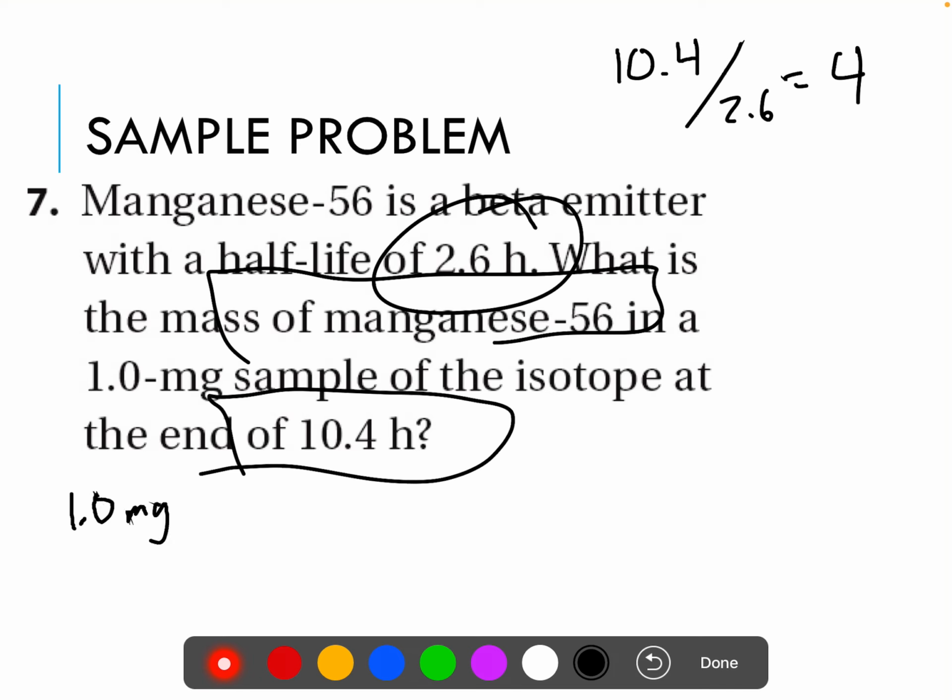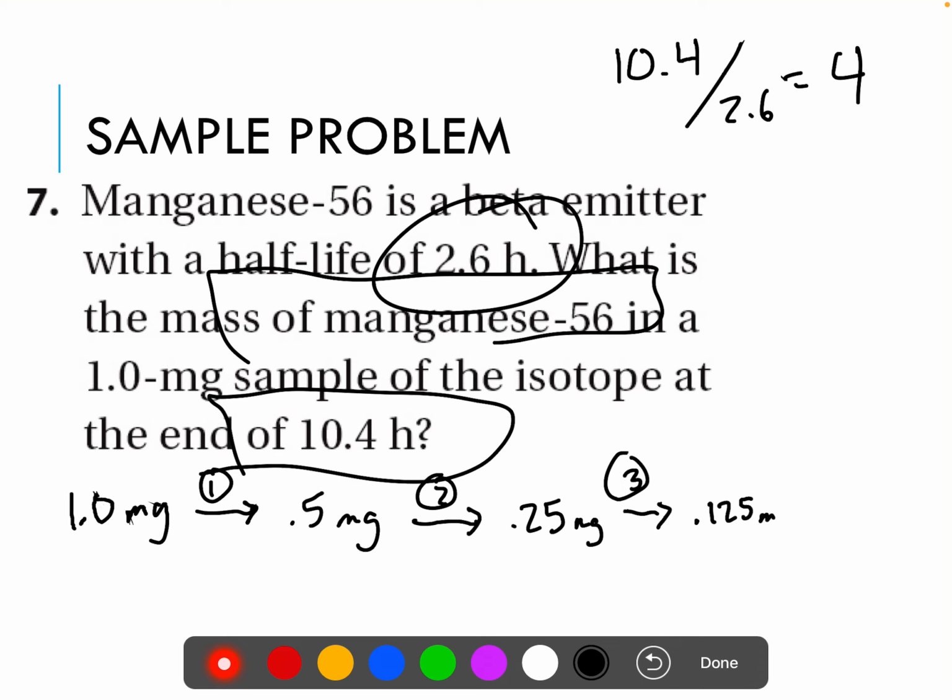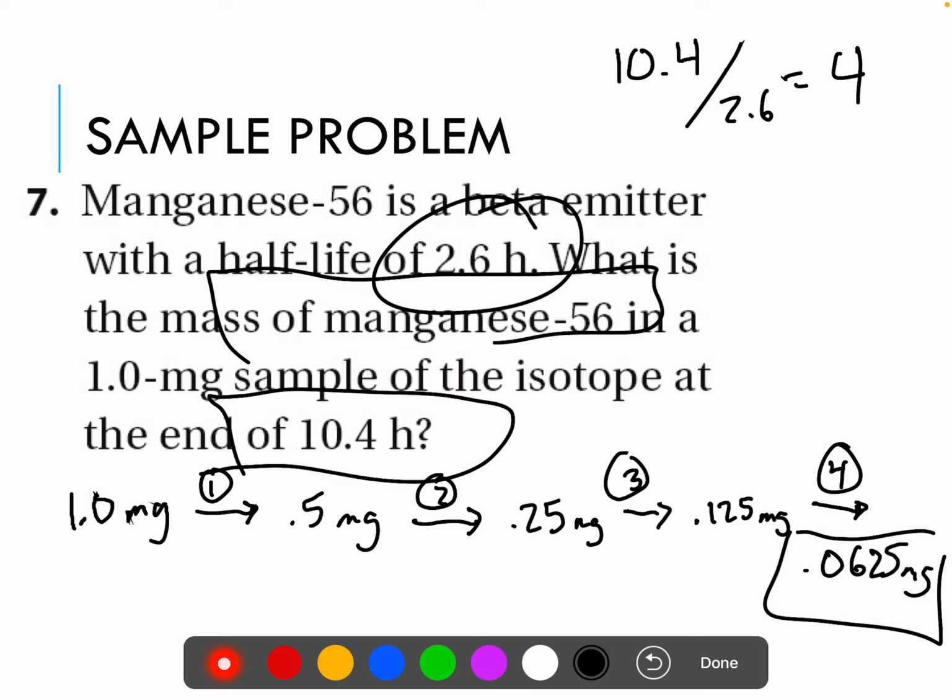So if you start with a 1 milligram sample, after 1 half-life, you're going to have 0.5 milligrams. After 2 half-lives, you're going to have 0.25 milligrams. After 3 half-lives, you're going to have 0.125 milligrams. And then after that, you divide that again, and you're going to get 0.0625 milligrams, and that's what's going to be left over. So, there you go.